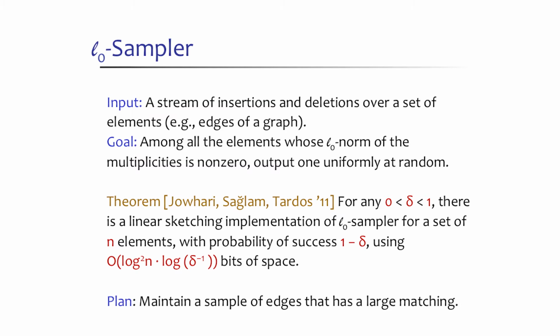At a high level, the plan is to use L0 samplers to maintain some subsample of edges in the graph, carefully chosen, so that we will be able to argue that in the end we have a large matching in this subsample.